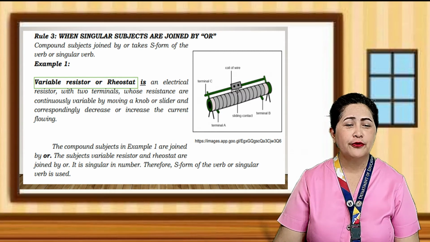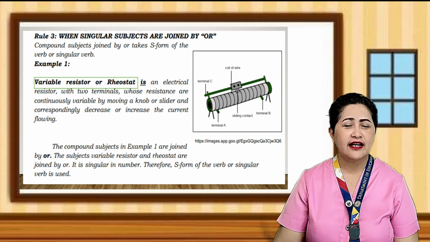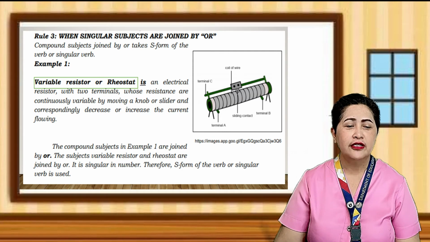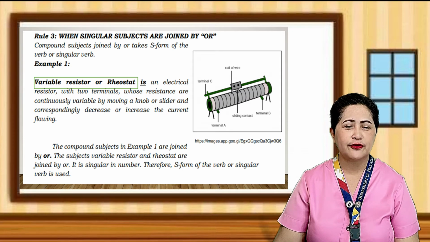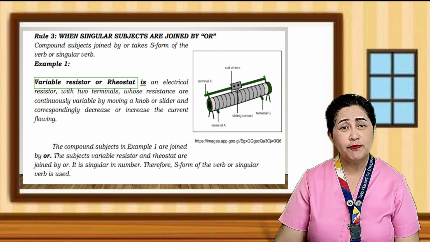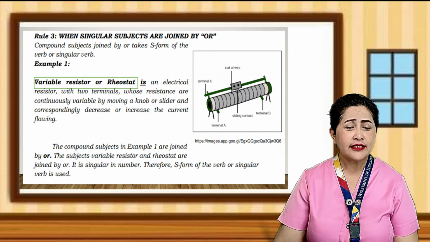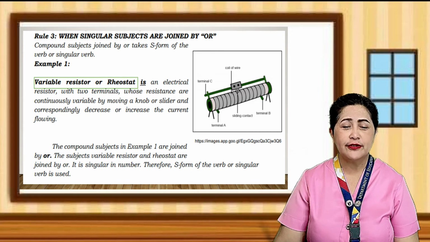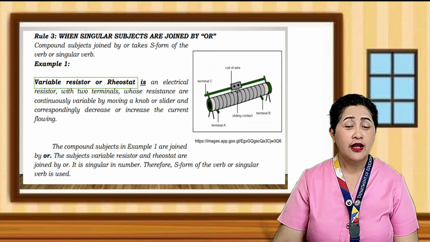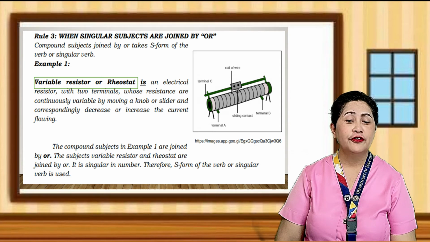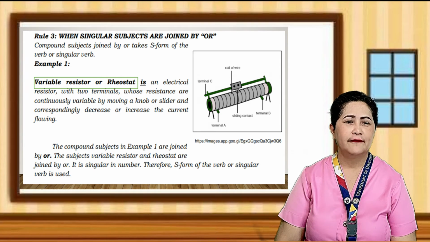Like, variable resistor or rheostat is an electrical resistor with two terminals whose resistance is continuously variable by moving a knob or slider and correspondingly decrease or increase the current flowing. The compound subjects in example 1 are joined by or. The subjects variable resistor and rheostat are joined by or. It is singular in number. Therefore, the S form of the verb or singular verb is used.